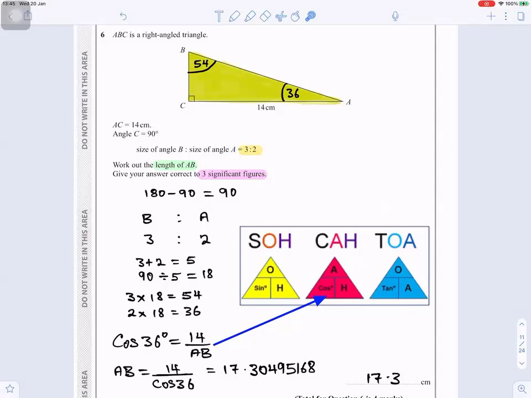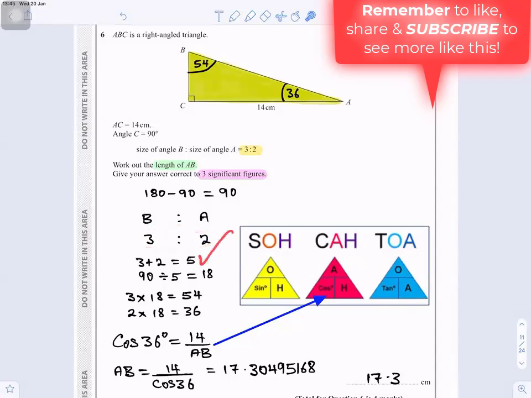So we have to share 90 degrees between those 2 angles. But it says B gets 3, A gets 2. So how do we share it? We add 3 plus 2, it gives you 5. 90 divided by 5 is 18. So it's 18 per part. For angle B, it would be 18 times 3, which is 54. And for angle A, it will be 18 times 2, which gives you 36 degrees. So A is 36 and B is 54.